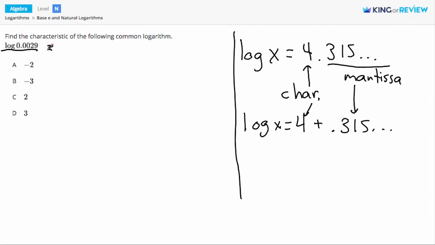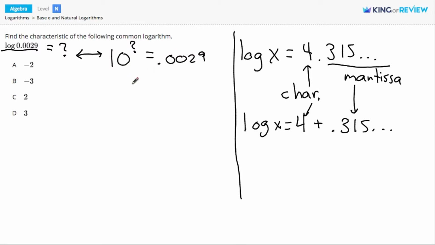We don't really know what this log equals. It's going to be some decimal that never ends, but we'd have to have a calculator to figure out exactly what it is. So instead of doing that, let's think about rewriting this equation in exponential form. This log can be written equivalently as 10 to the power of our question mark is equal to 0.0029.